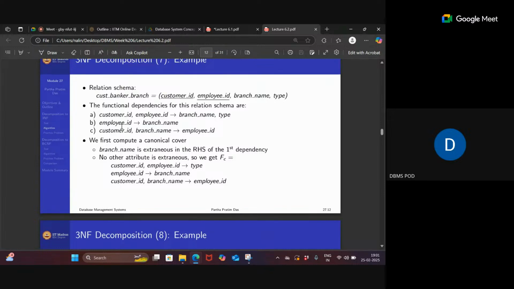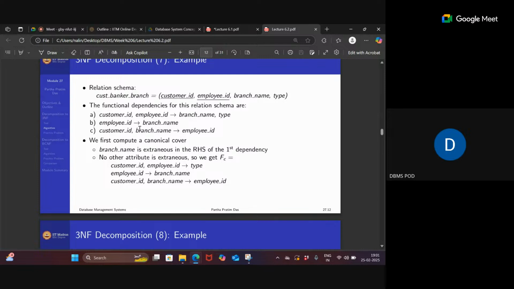If you do the set difference, we'll get only branch name, and branch name is not part of the candidate key. Our candidate key is customer ID and employee ID. So this is not a valid FD. If I subtract employee ID minus customer ID, branch name, employee ID is there, and employee ID is part of the candidate key. This FD is valid to be in 3NF, but the other is not. So we understood this is not in 3NF and we have to decompose it into 3NF.